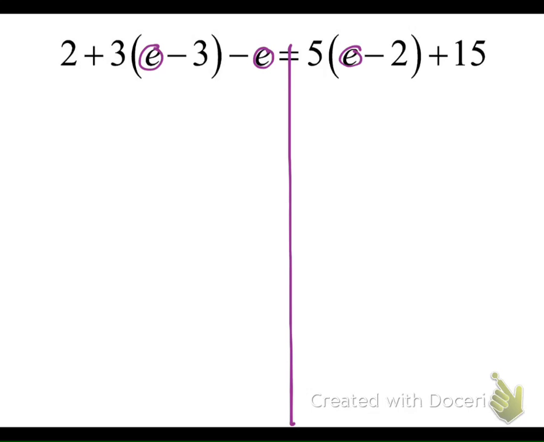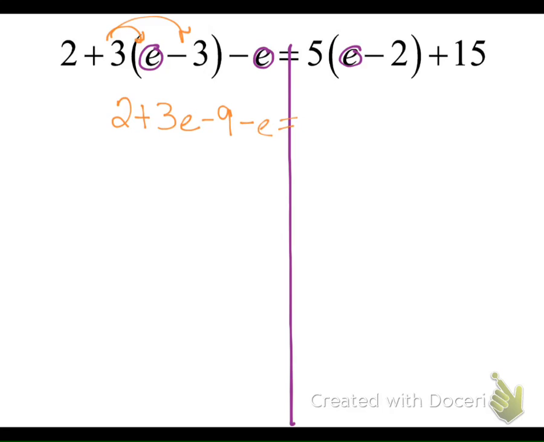I'm gonna pause this. Okay, so I'm gonna distribute. I'm gonna distribute first. That's right. I'm gonna bring down that 2 first. Then what? Then you're gonna bring down a 3e minus 9. Good. Then what? Then you minus minus e.